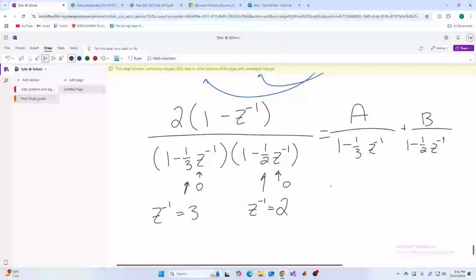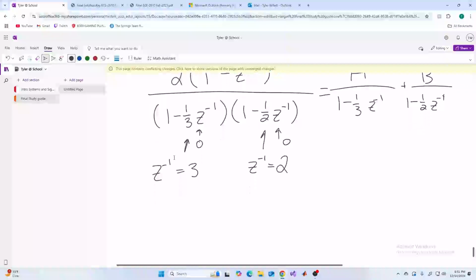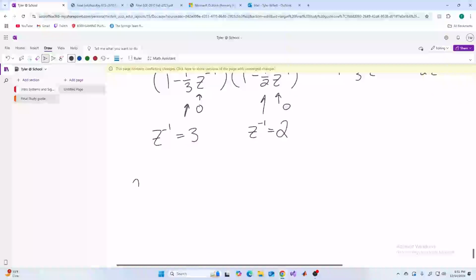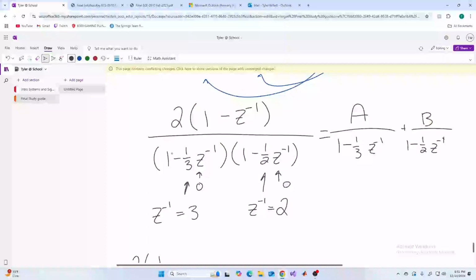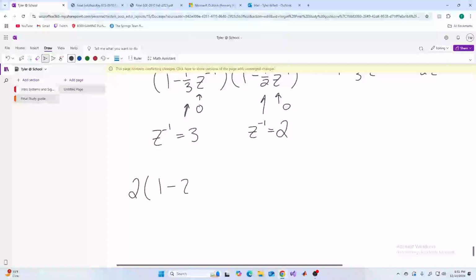Now you're asking, well, why is that important? It's important because let's multiply everything, all the way across, by 1 minus 1/3 z to the negative 1. So I'm going to show you what that means. So I'm going to say 2, 1 minus z to the negative 1. I just want to make sure I got that correct.